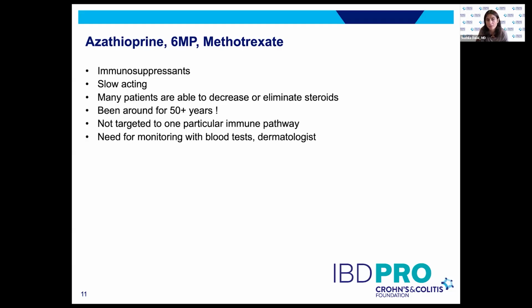There was one publication that had small patient numbers, but suggested that we can target a lower dose range for the azathioprine or 6-MP if we're using it in combination. But you need to monitor these patients carefully. They need blood tests at least every 12 weeks to make sure that their liver tests are normal and that their blood counts are normal, that their white blood cell count is not overly suppressed. So they really need to be adherent to monitoring.